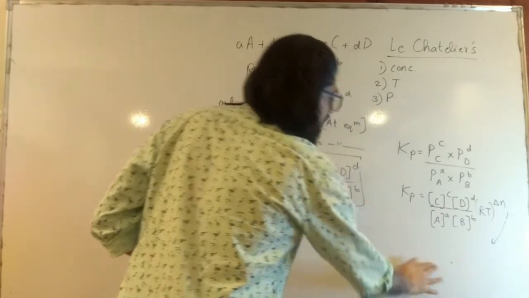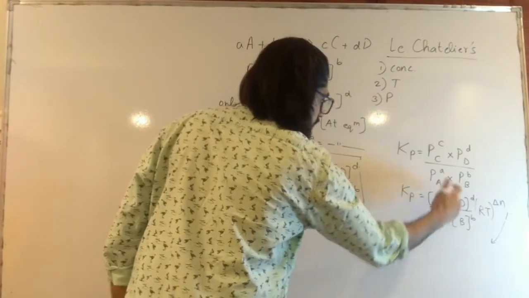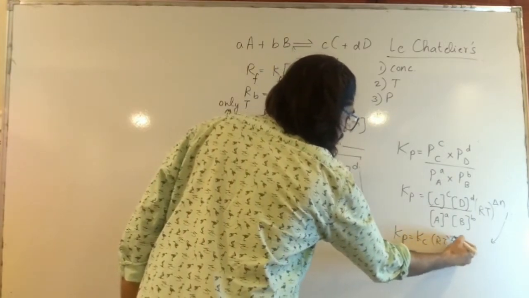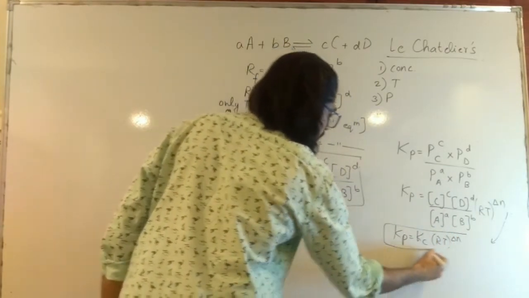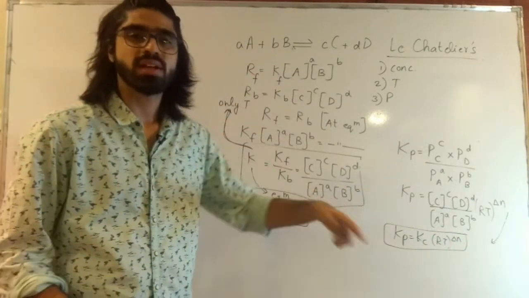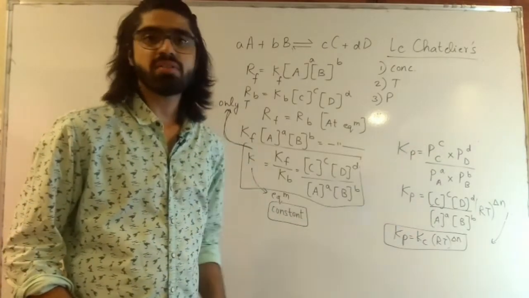If I continue with this equation, then Kp becomes Kc into RT power delta n. That's an equation you need to remember. There are questions in JEE Mains that come based on this equation. So I have Kp is Kc, RT power delta n.